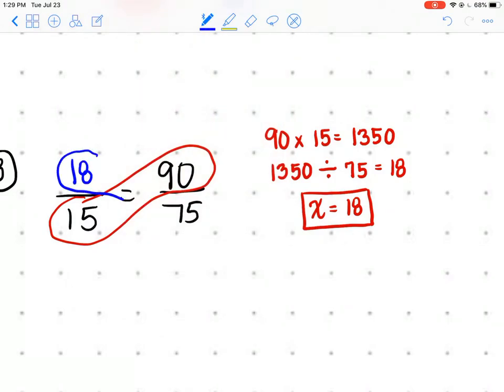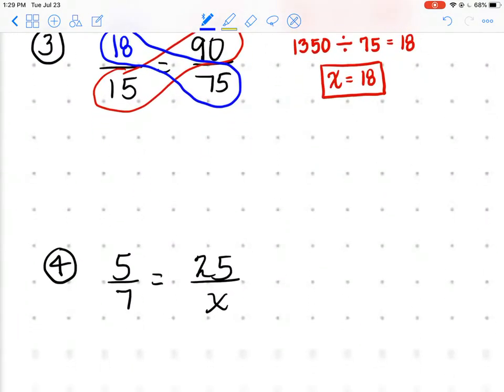And then I could check the proportion. So if I do 18 times 75, I should come up with something familiar. And sure enough, I do. So that tells me that my solution, my 18, is the correct missing peanut in that blue circle.